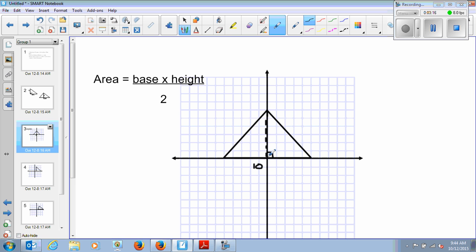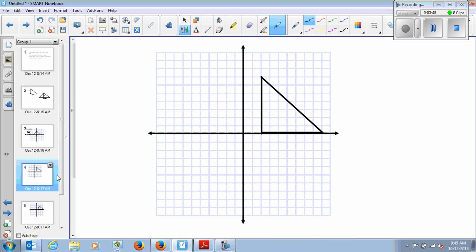And then the height here that I drew, which has to be a 90-degree angle, is 1, 2, 3, 4, 5, 6. So 10 is the base, 6 is the height. We plug it into the formula here. Base 10 times height 6, and then we're dividing that by 2. It's going to give us the area. 6 times 10 is 60, divided by 2 gives us the area is 30 units squared. It's going to be the area of that triangle.